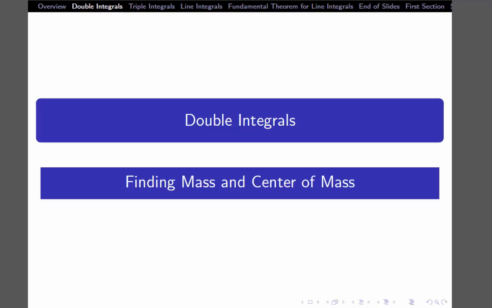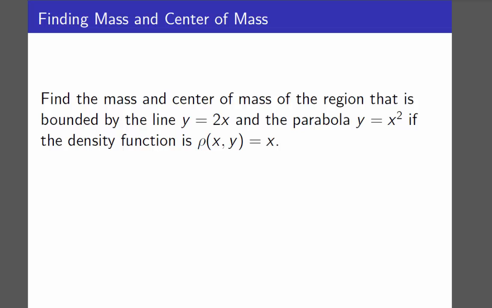In this video, we're going to discuss using double integrals to find the mass and center of mass. More specifically, we're going to find the mass and center of mass of the region that is bounded by the line y equals 2x and the parabola y equals x squared, given that the density function rho is equal to x.